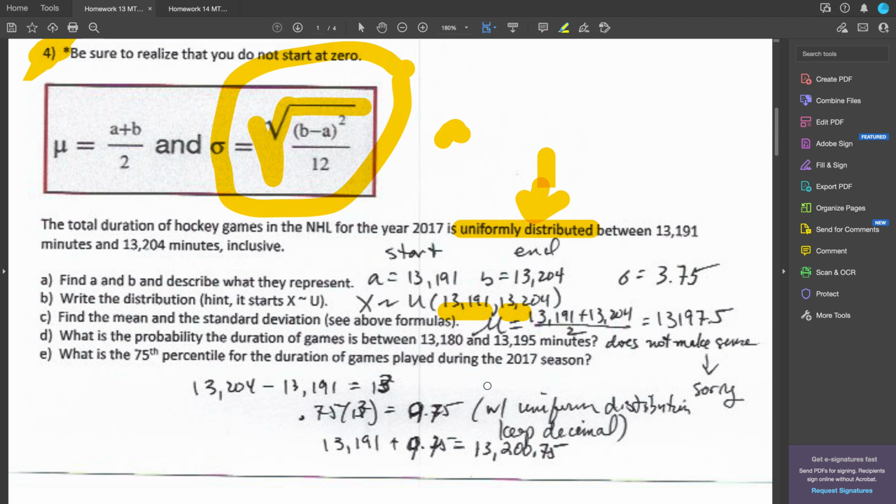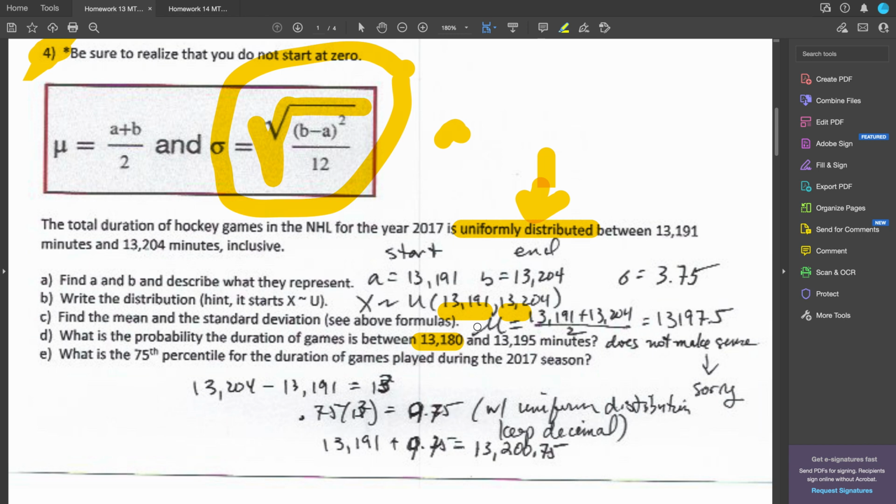Then it says, what's the probability the duration of games is between 13,180 and 13,195? You can't do that because the lowest number is 13,191. So because of this, it's just a typo on my part. I apologize. It should have been 13,191 and 13,195. So we'll have to skip that question.